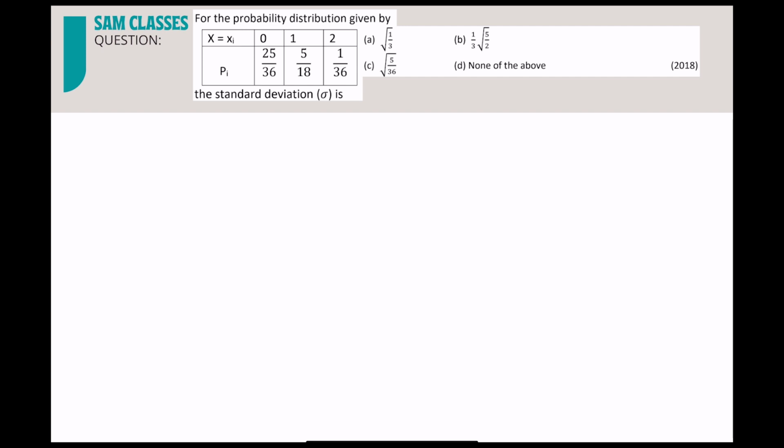Now again, standard deviation, here we have to solve. Here we can't do anything, okay? So here, what will be the standard deviation formula? Square root of E of x square minus E of x whole square, correct? This whole square, okay? So E of x is nothing but mean.